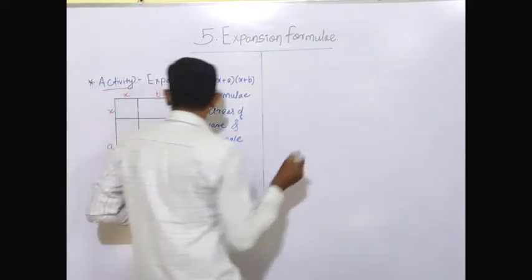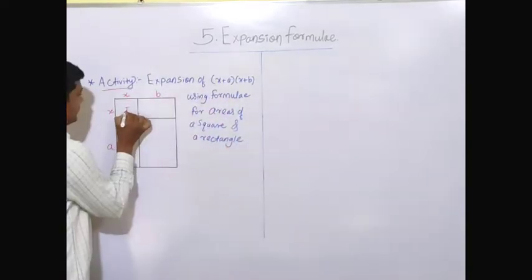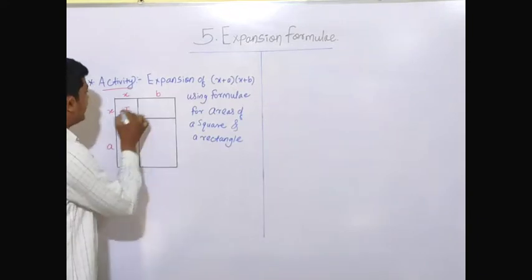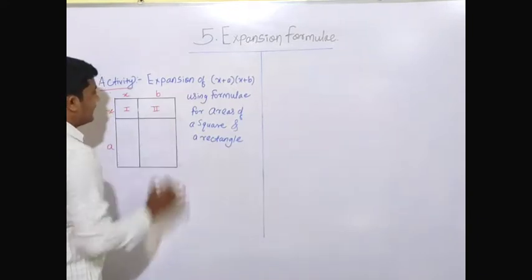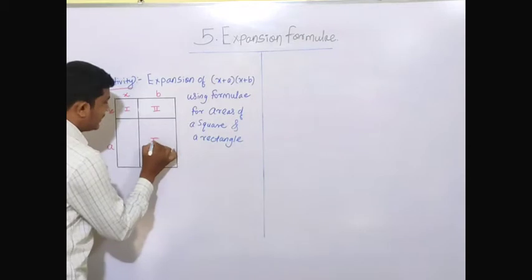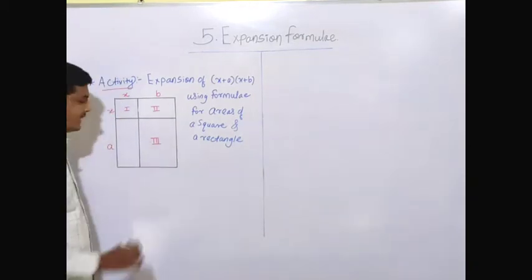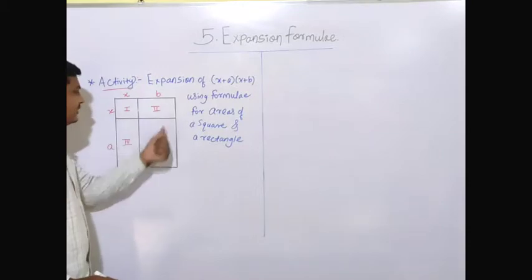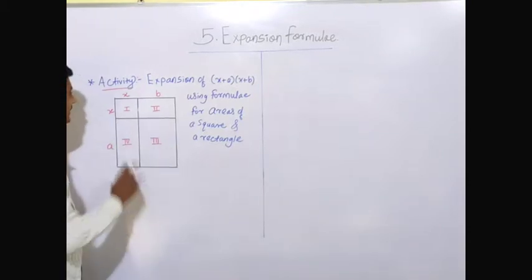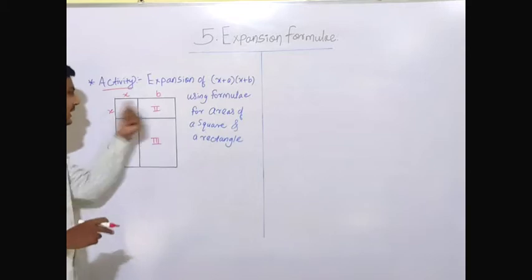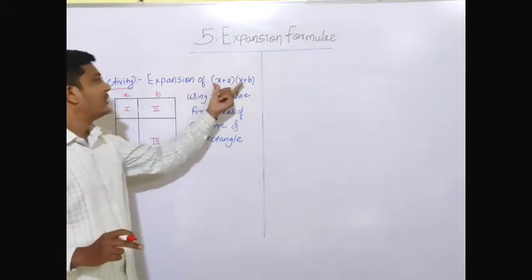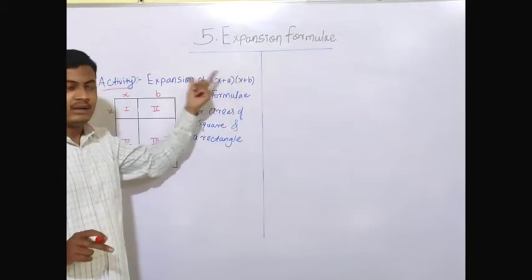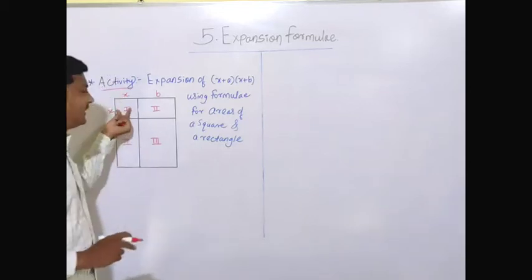So first of all, this is the first figure, that is the square. This is the second figure, that is the rectangle. This is the third figure, that is again a rectangle. This is the fourth figure, that is again a rectangle. If we add the areas of these four figures, we get the area of the whole rectangle. That is simply the expansion formula for (x plus a) into (x plus b). So let's see.